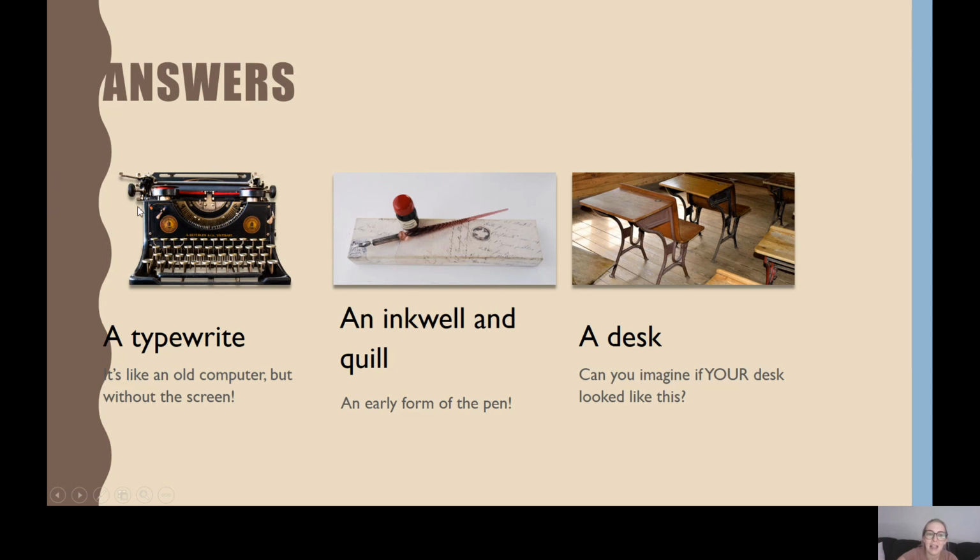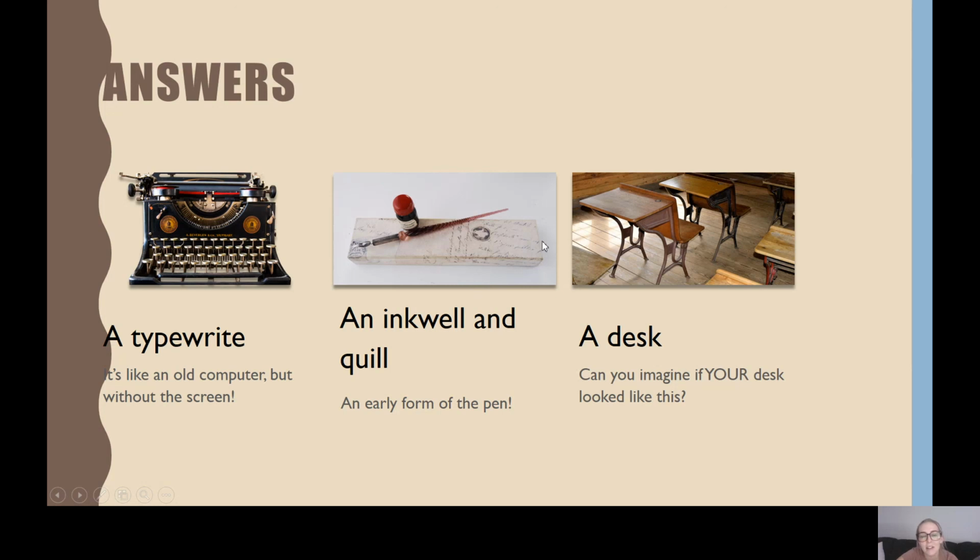All right, this black thing was a typewriter. So it's like an old computer, but without the screen. So you would put paper in this top part, and when you press the keys, the letters would form right away on the paper with ink. They're basically like stamps, putting stamps on the ink, and then putting that on the paper for the letters.